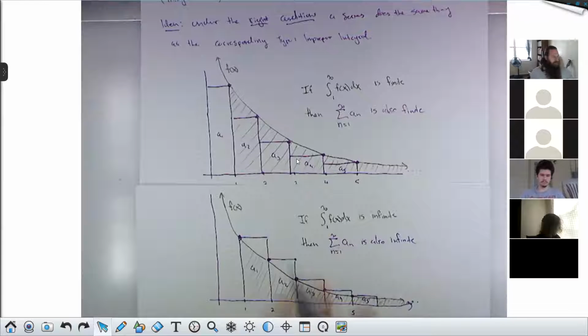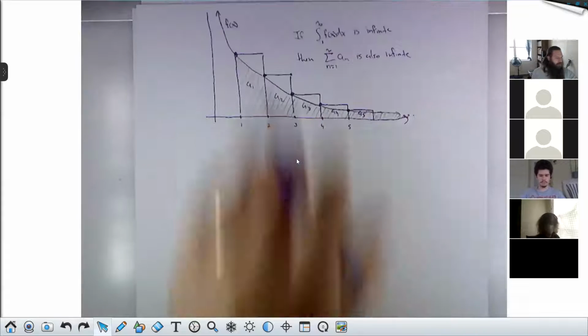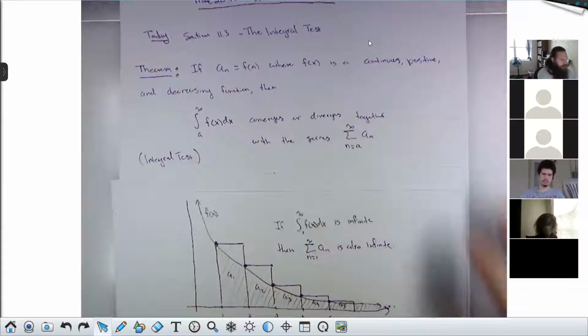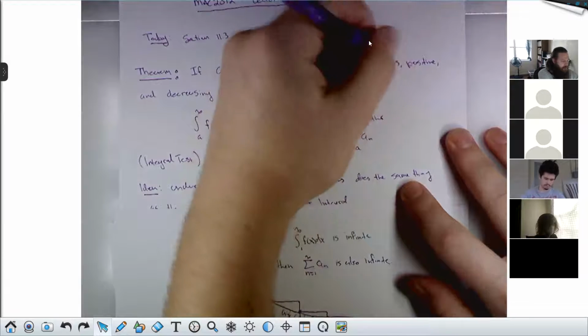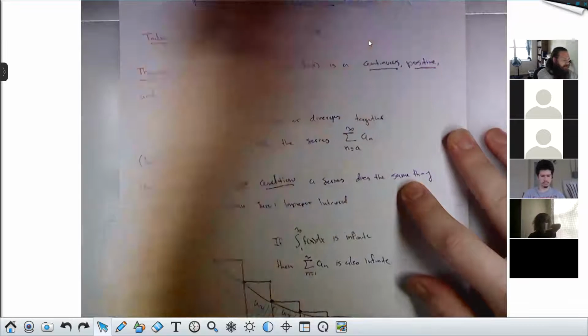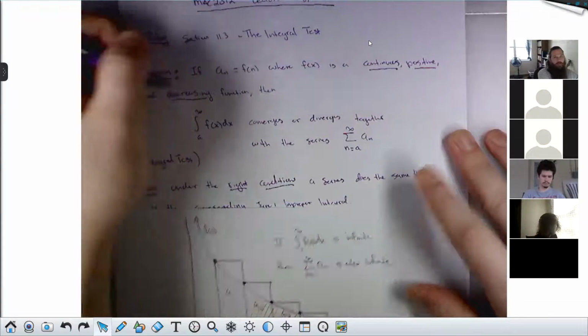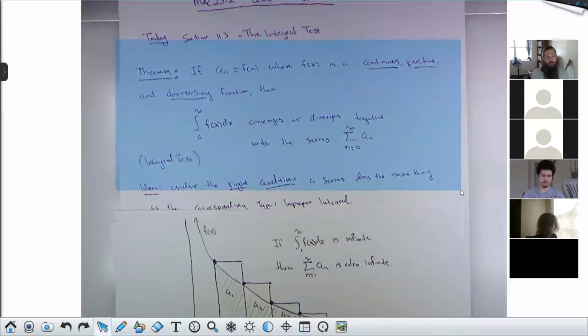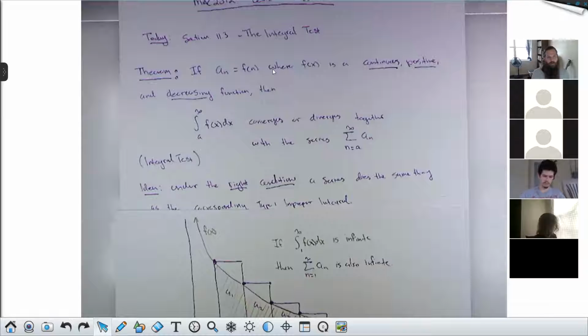So what do we mean by right conditions? Well, that's the hypotheses of this theorem, right? f of x has to be continuous, positive, decreasing. You need the function f of x to satisfy those three things. So before you start using this theorem, you need to check that the function that corresponds to your sequence, a_n, is a continuous positive decreasing function. Then you can say that the series sigma a_n does the same thing as the integral of f of x.